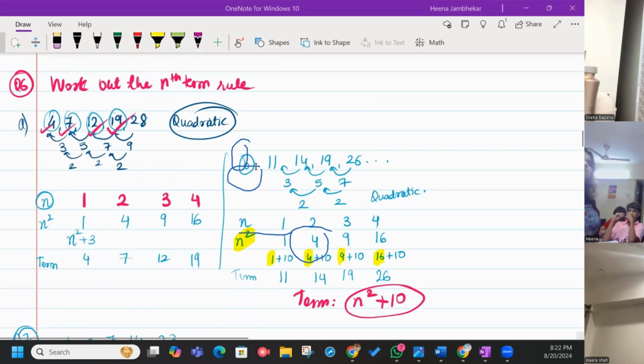What is the question in this? To check if the sequence is quadratic or not. If the second difference remains the same, that is 2, 2, 2, 2, then it is going to be quadratic. If the second difference is the same, then it is quadratic.